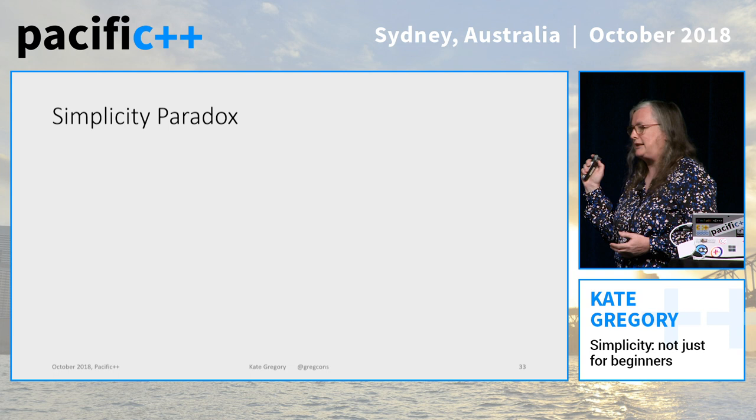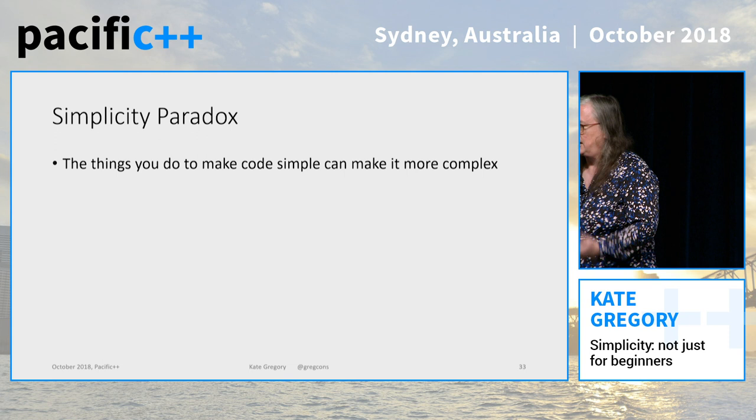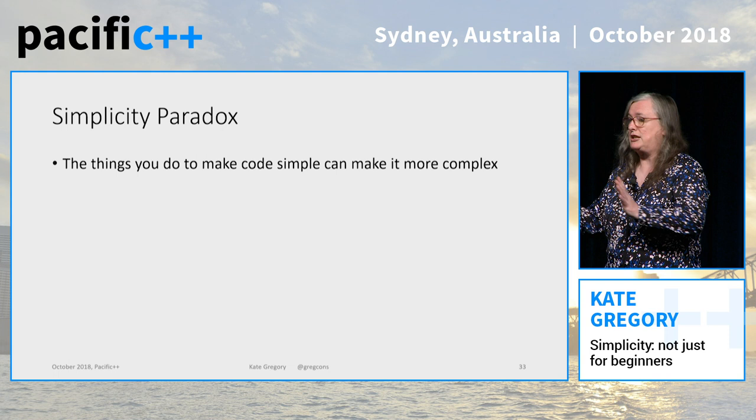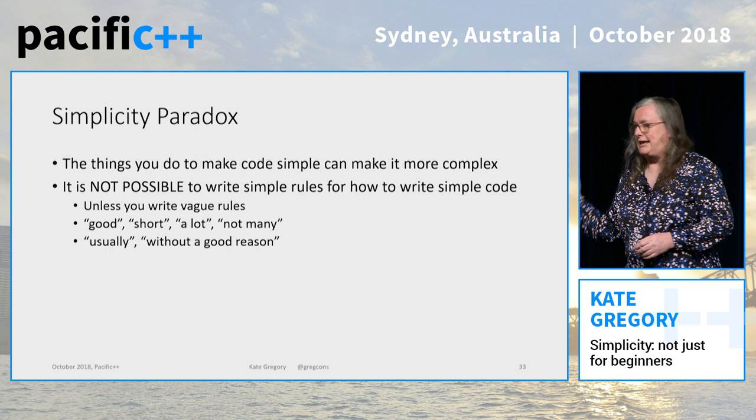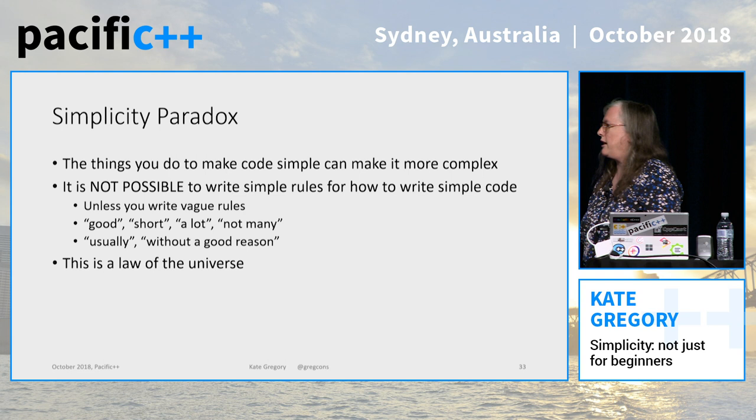And that, in fact, is a fundamental paradox at the heart of the advice that I'm giving you. Every single thing you do to your code to make it simpler, like giving variables names and moving logic into functions and inventing abstractions like an option struct instead of 7 bools, taken too far, they make your code more complicated. I cannot give you the simple rules for writing simple code. And that's not a weakness in me. It's not a weakness in C++. It's not a weakness in software development. It's a law of the universe.